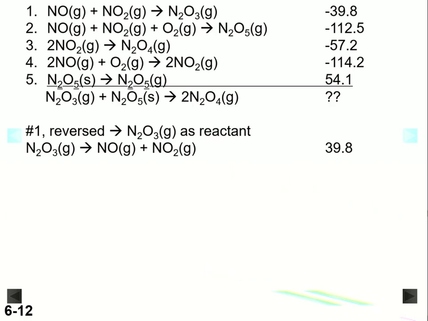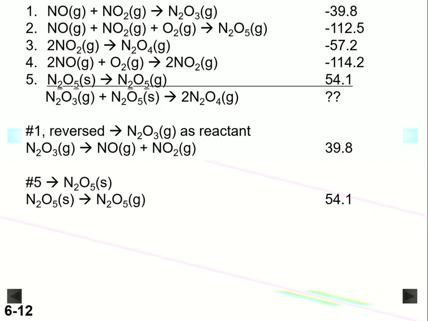Our second step, we need N2O5 solid as a reactant as well in our final equation. So we can take reaction 5 and we can use this straight up. N2O5, dinitrogen pentoxide solid, goes to dinitrogen pentoxide gas. The enthalpy of that process is 4.1 kilojoules per mole.